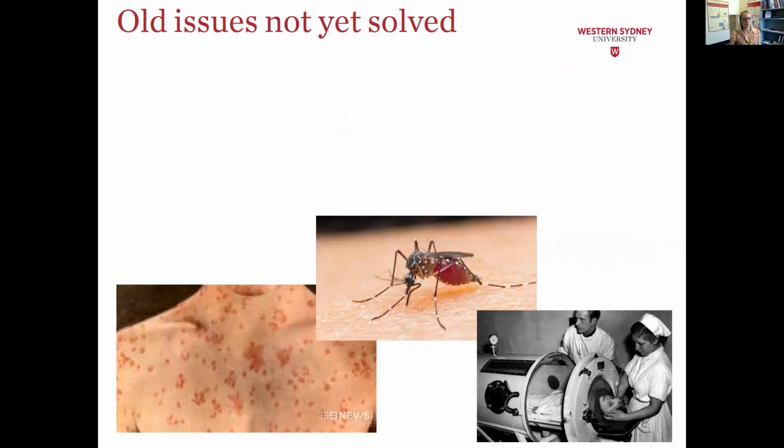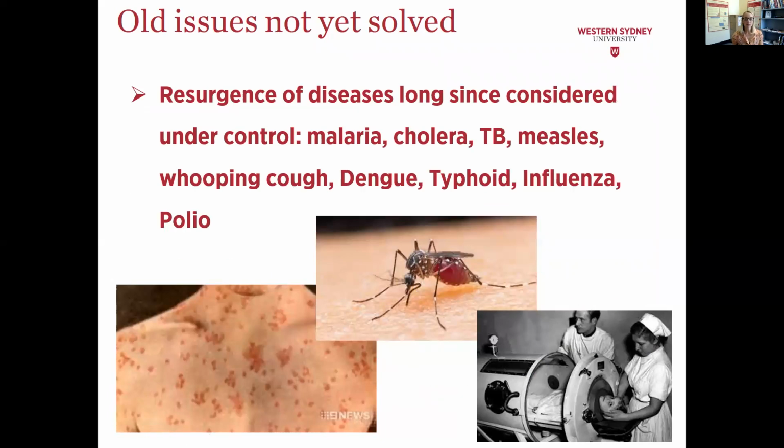So let's look at the fact that there's still a reoccurrence and a re-emergence of old issues not yet solved. Okay, so we've got a resurgence of diseases that were considered to be under control. We thought that measles was almost eradicated, and it very nearly was. We thought that we're on top of cholera. We thought that malaria was starting to be contained, whooping cough, pertussis, dengue, typhoid, influenza, polio. However, they're starting to come back, okay?